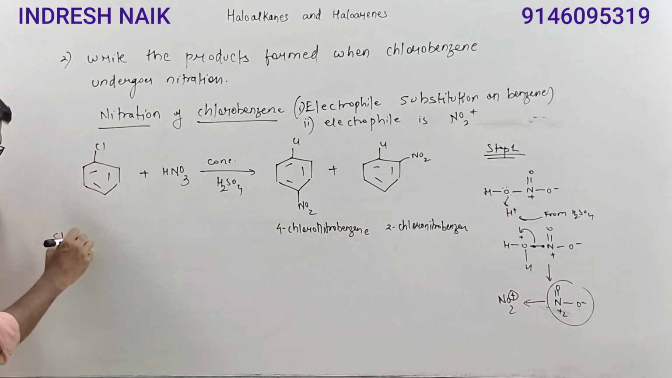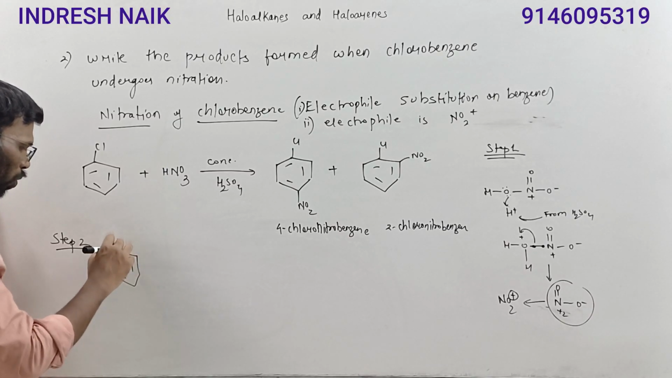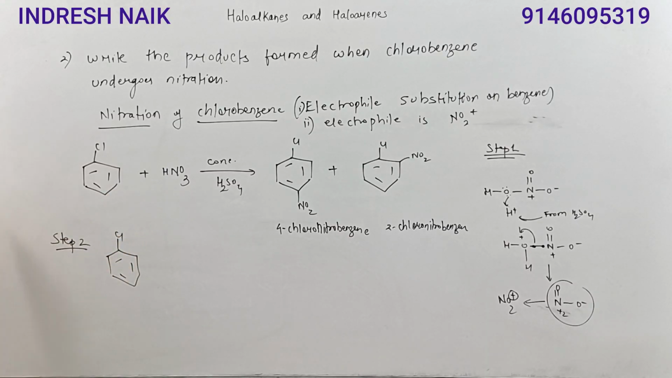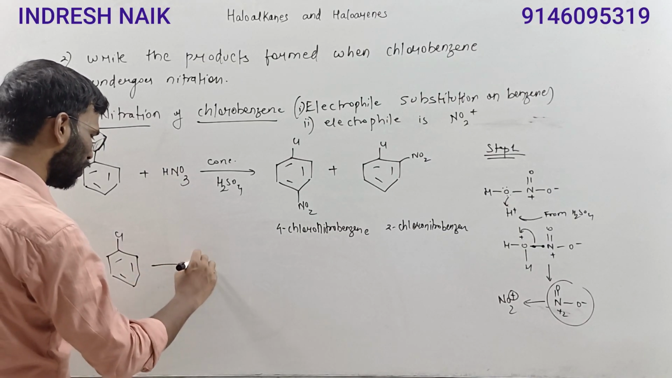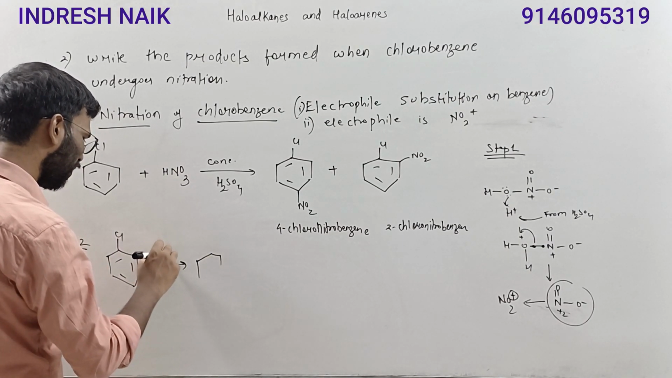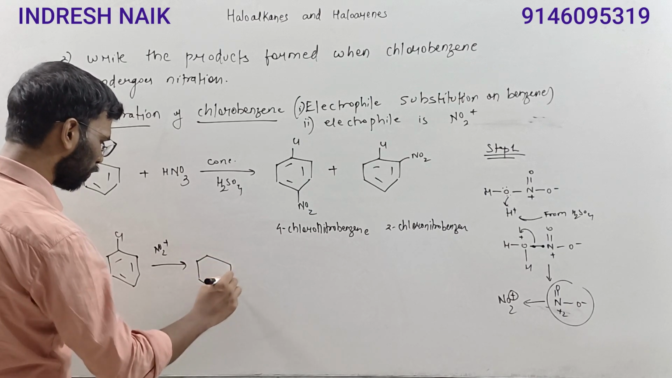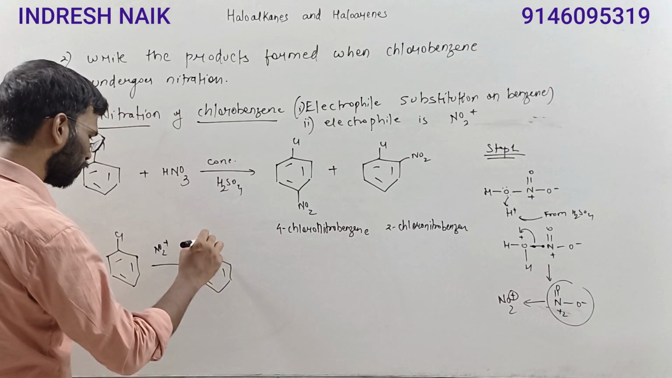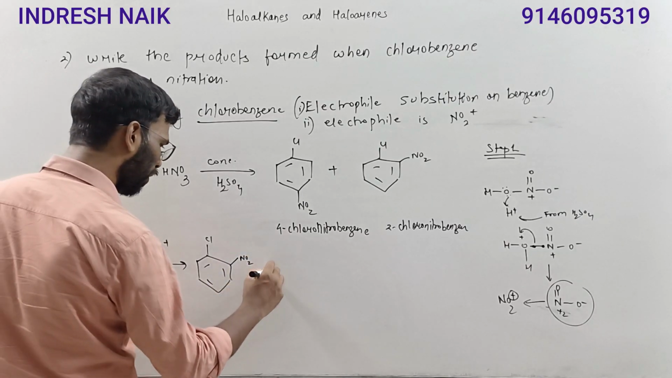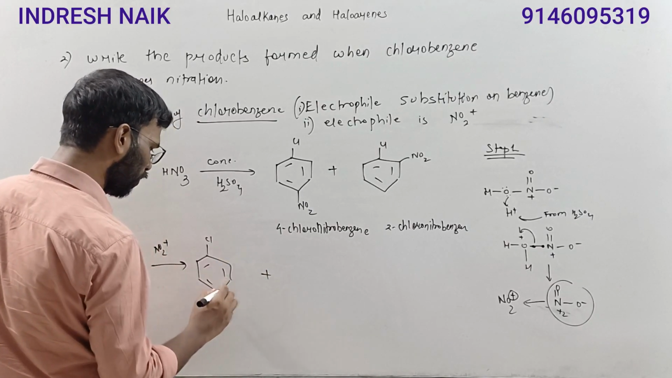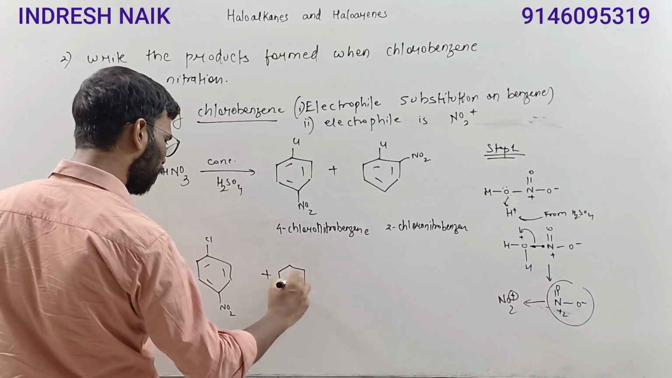I'll write here, step 2. This is your chlorobenzene. It will direct an incoming electrophile to either the ortho or the para position. So I'll write it this way. This is your electrophile, NO2 plus. We'll write the major product first, and a minor product.